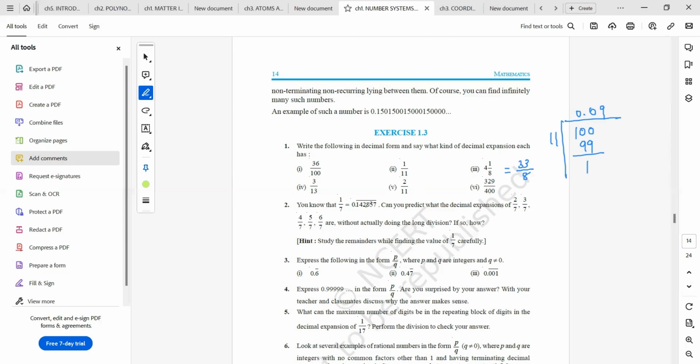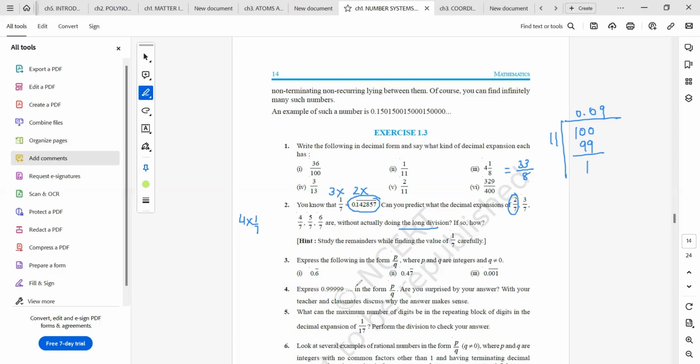Now the value of 1/7 is given to you. Can you predict what is the decimal expansion of 2/7, 3/7, 4/7? So you need to simply multiply. 2/7 will be 2 multiplied with 1/7. 3/7 will be 3 multiplied with this. 4/7 will be 4 multiplied with 1/7. 1/7 is already given to you. So just simply multiply this value with 2, 3, 4, 5, and 6. Clear? And you need to do it without the long division. We are not doing any division, we are just simply multiplying this value. So you need not divide it again.